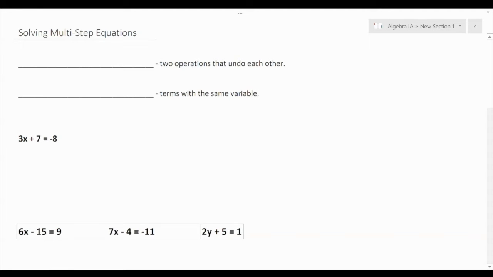Today we're going to talk about solving multi-step equations. There are two terms that we're going to need to know for this lesson. And the first one is what are two operations that undo each other?